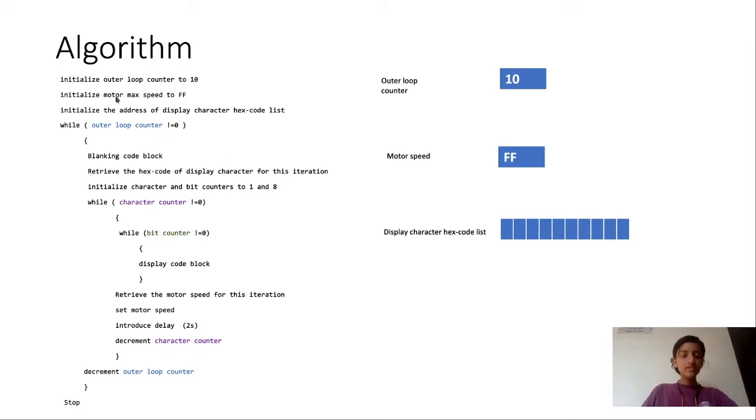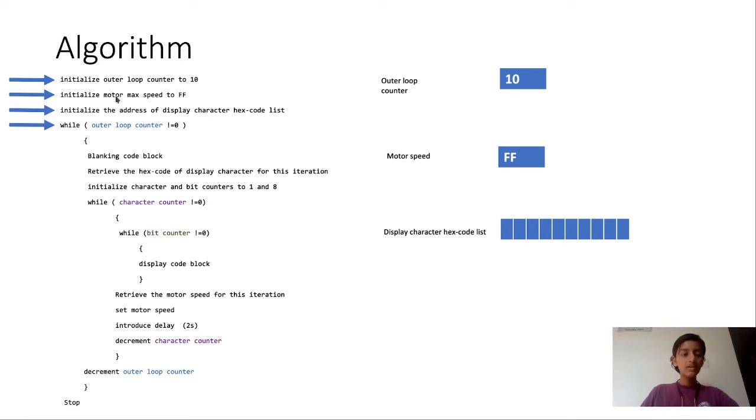So first of all we need to run the motor at 10 different speeds. So there will be an outer loop which will run 10 times. For that we initialize the outer loop counter to 10. Then we initialize the maximum motor speed to FF. So the motor will start from this speed, and then the display character hex codes are stored as a list in the memory and the memory location has to be initialized. So we do that. After that we come to the outer loop.